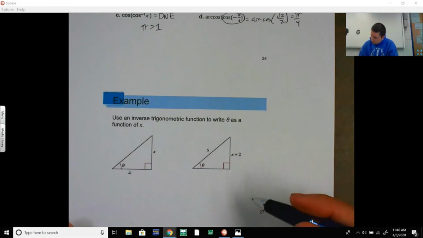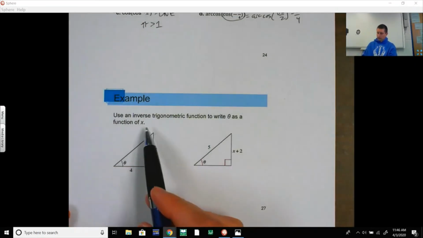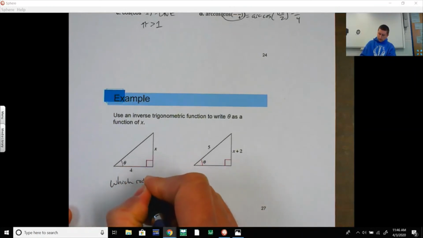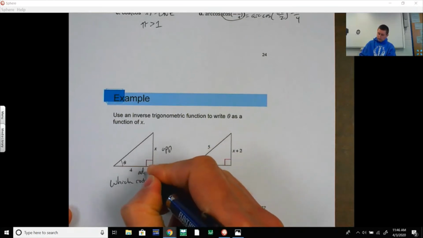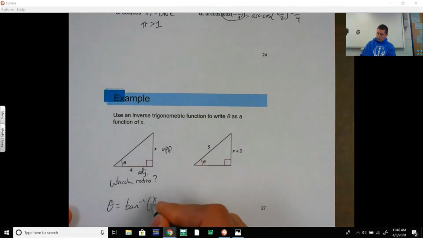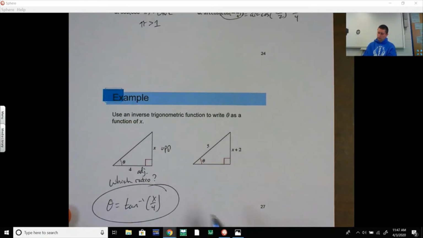Okay, use an inverse trigonometric function to write theta as a function of x. So, which ratio do we need? This is theta, this is opposite, this is adjacent. So we need tangent. So theta equals the inverse tangent of x over 4. That's it. Just your definition, what you know already.